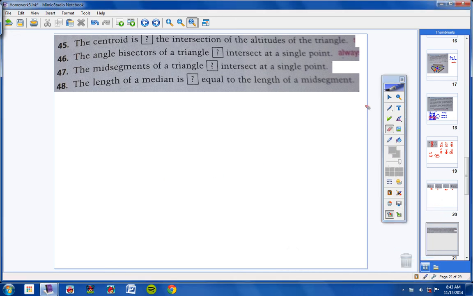Okay, here would be an example, guys, where a median and a mid-segment have the same length. Start off by drawing an equilateral triangle like this. Now, go ahead and draw your median from here to the midpoint. So that's your midpoint right here. And don't forget that that's really important. So there's your median. Now, here's your mid-segment from here to here. Right now, those two segments are obviously not the same length.